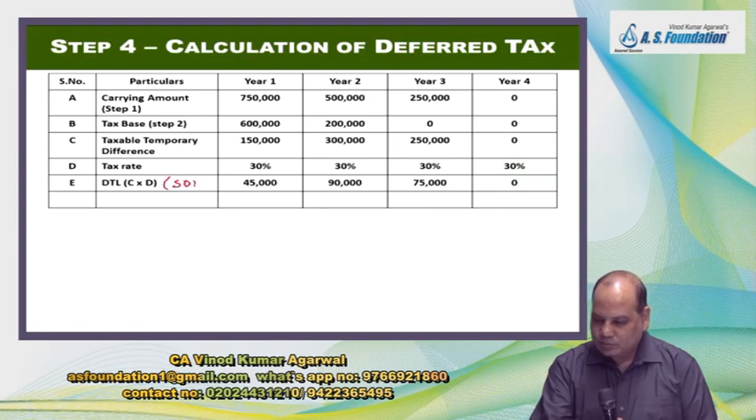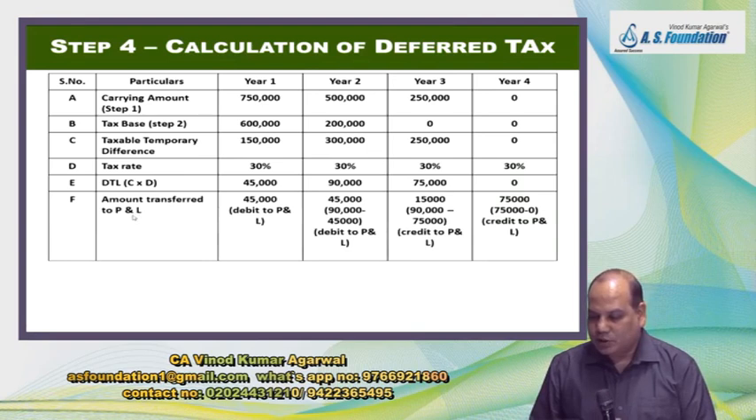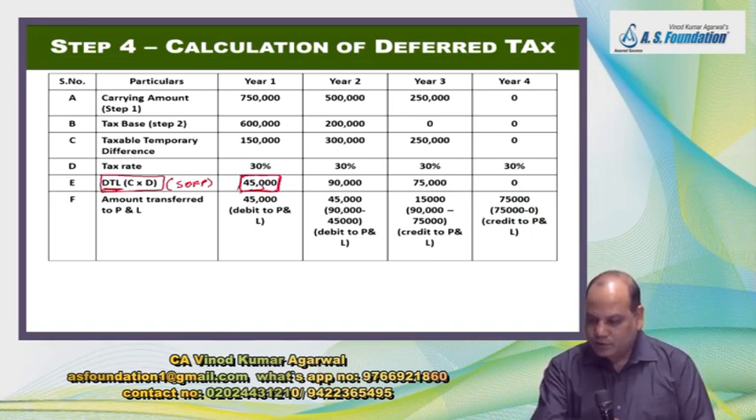Now this DTL will go to SOFP. Then how much deferred tax will be recognized in the P&L account? Write down one more line, F: amount transferred to P&L account. This is the SOFP figure, point number E. Here students can make a mistake. They may just put this number in the P&L account also. First year it is okay, but not for the remaining 3 years. First year we will pass an entry: debit P&L account, credit deferred tax liability.